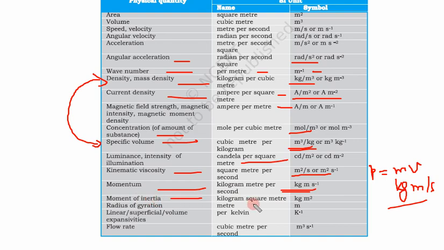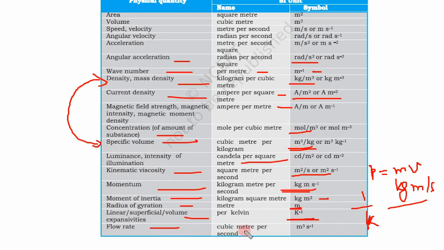Moment of inertia is kilogram meter square. Radius of gyration is directly in meter, so this is not something derived. They have written it wrongly. Linear, superficial or volume expansivities have the unit per Kelvin. Kelvin is the basic unit, but this is 1 by K, per Kelvin. So this is not a basic unit.